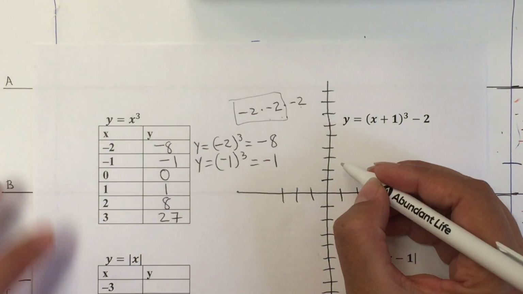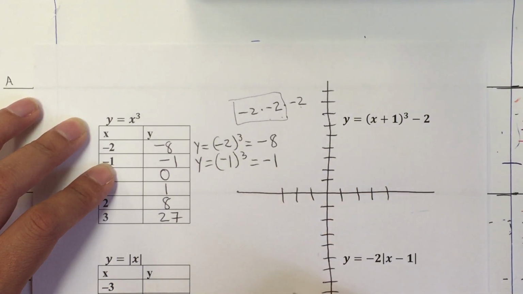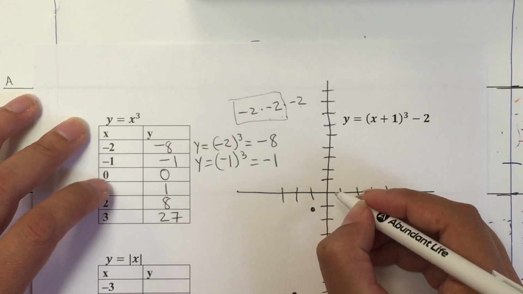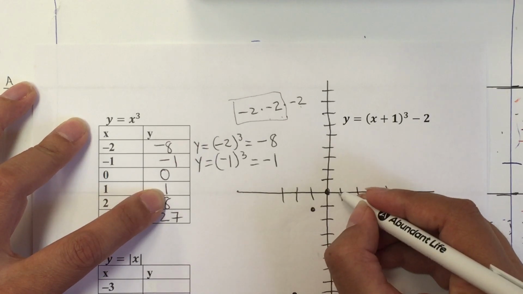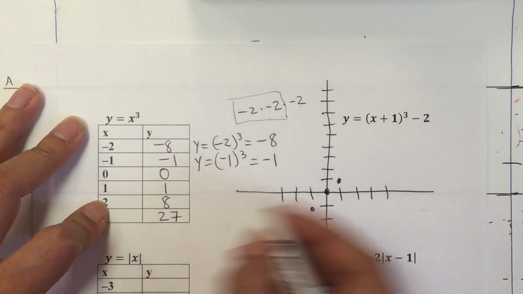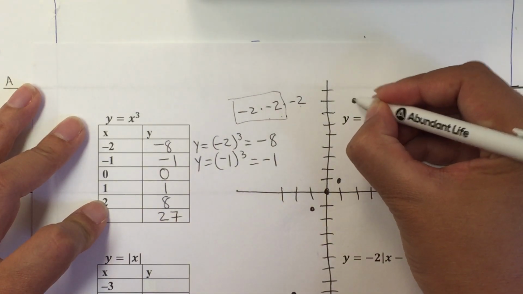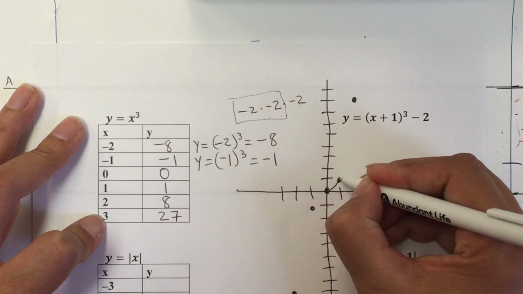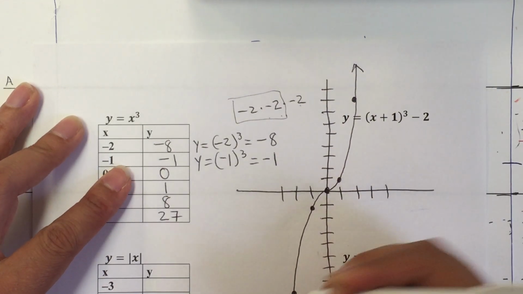Okay, so -2, -8, -1, -1, 0, 0, 1, 1. Remember, it's always move on X first and then Y. 2, 8, 2 on X, 8 on Y. And I don't think I can do 27. I'll go off the page. So that's my mother graph.